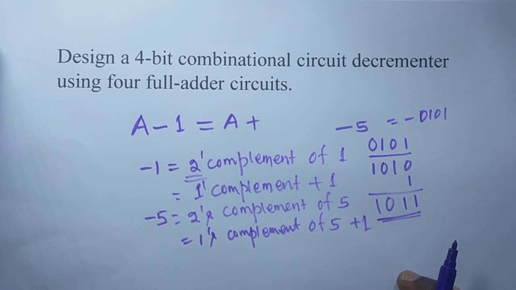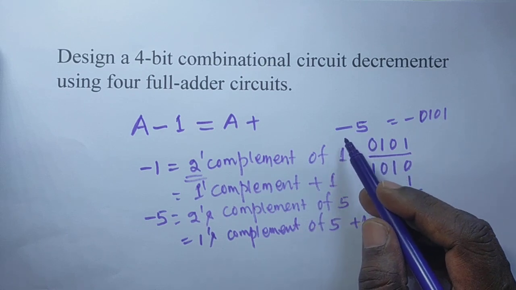In this way, we can define any negative value: it is the 2's complement of that number, that is, of the binary number of that number. The 2's complement of that number means the 1's complement of that binary number plus 1. Like I told, what is minus 5?